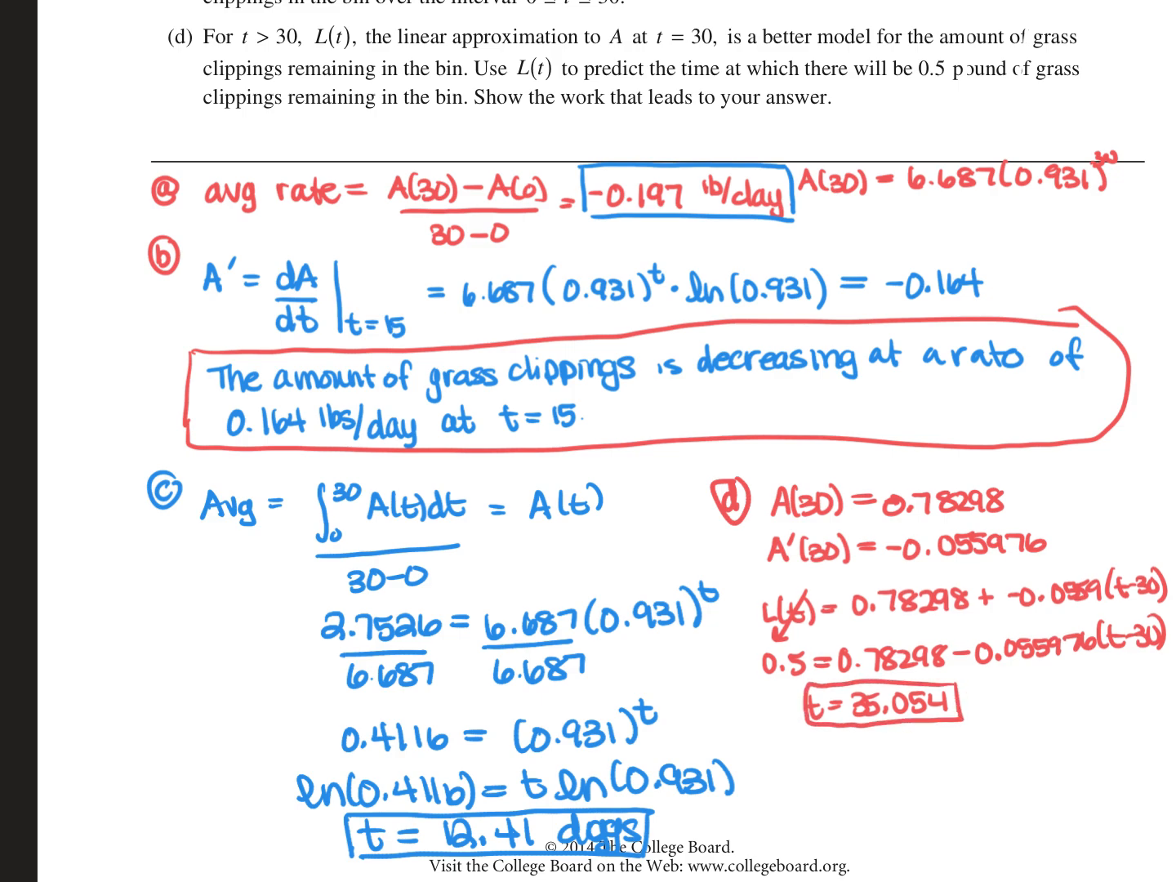So how did the points get allocated? The first point comes from part A, having the answer and the units. Part B has 2 points, one from finding the derivative and one for doing the interpretation. Part C is worth 2 points, one for finding the integral, the average, and then one for finding the value of t. And part D is worth 4 points: one for the expression for L of t, one for writing the correct equation, one for knowing that you needed L of t to be 0.5, and one for getting the correct answer.